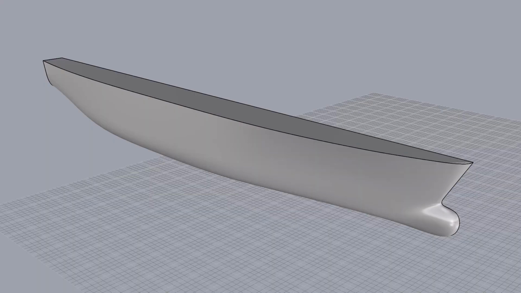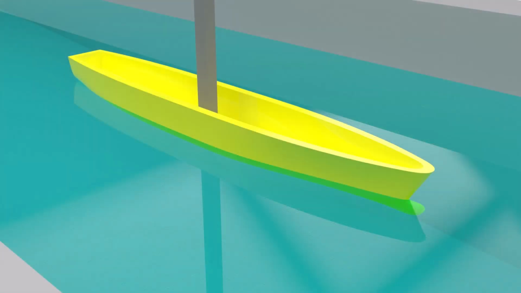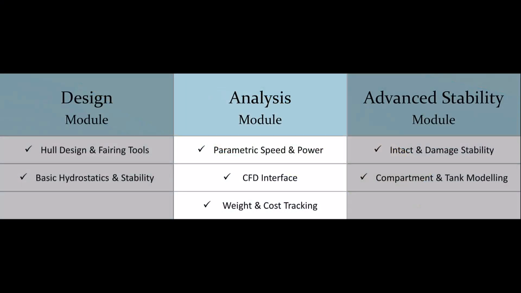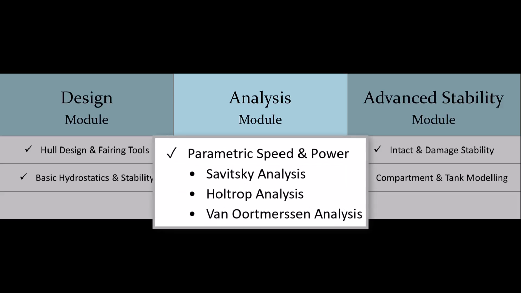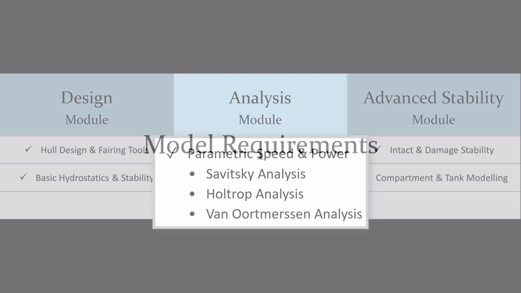The Holtrop-Mennen method is a common way to predict the resistance of large displacement vessels. It's a regression-based approach, drawing on data from model testing and real-world results using a wide range of hull forms. Performing a Holtrop analysis is easy with Orca 3D's analysis module, which also includes the Savitsky analysis for planing hulls and the Van Oortmerssen analysis for small ships like tugs and trawlers.